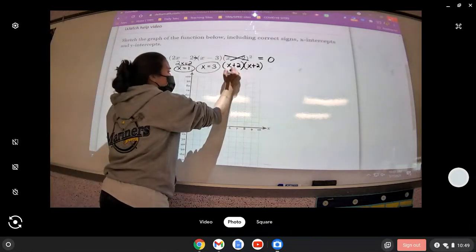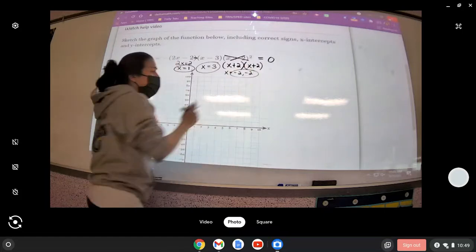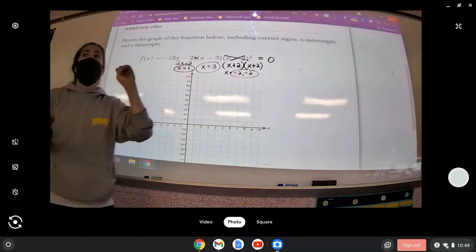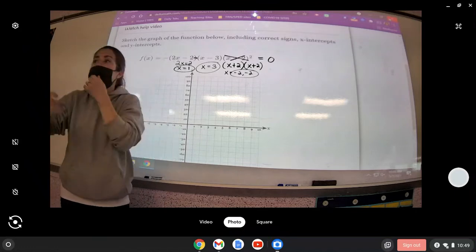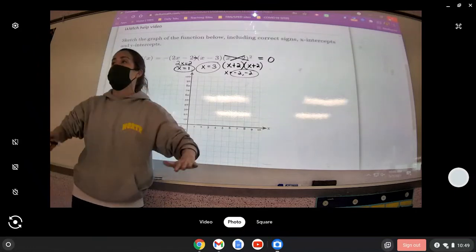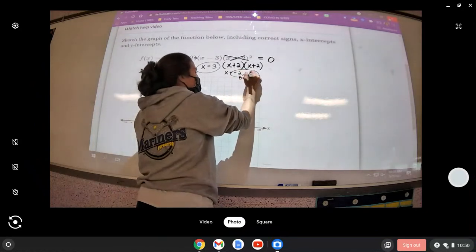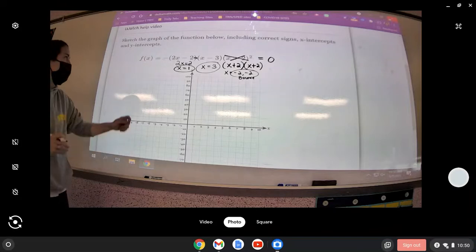All right, if I set this factor equal to 0, I get -2, and I get -2 again. So that x-intercept repeated 2 times. So it has a multiplicity of 2, which is even, and x-intercepts with even multiplicity do not cross over the x-axis. They bounce. So I'm going to make a note to myself. Don't forget that he's special. He's going to be a bounce. He's not going to cross over.